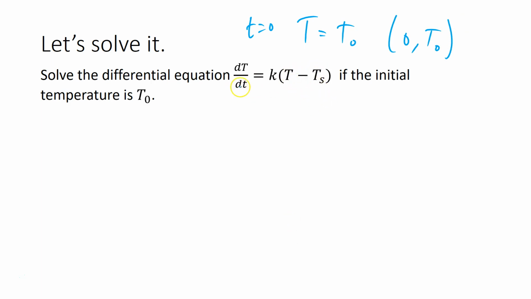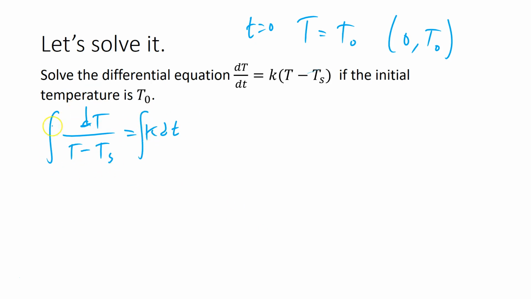So I need to get the big T with the T, and the little dt is going to come over here. So we're going to have dT over T minus T sub s. Remember, that's a constant. The temperature here is changing though. And that's equal to k dt. And this little t over here is time. Now we integrate both sides.